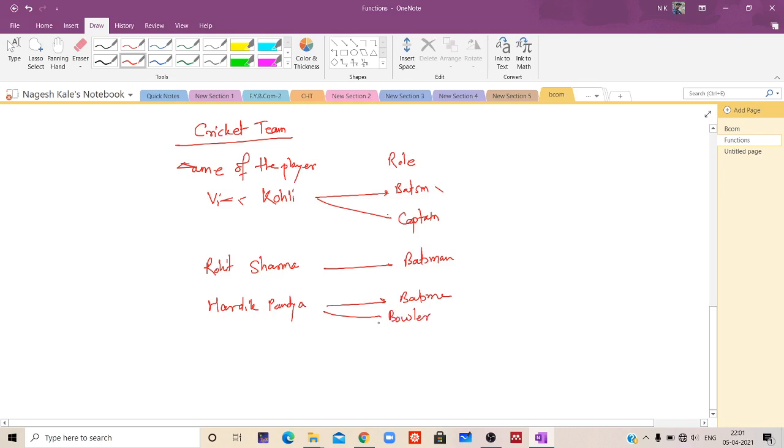I just want to tell you something. You can see that when I took Virat Kohli on the left, I found two different images for Virat Kohli, that he is batsman also and he is captain also. If I take Hardik Pandya, then I can find two different images for Hardik Pandya, that's batsman also and bowler also. So this is not possible in the case of functions. So this kind of map is not a function.